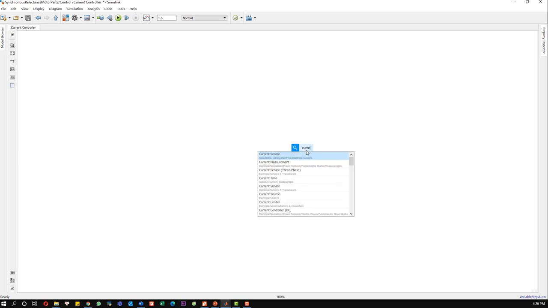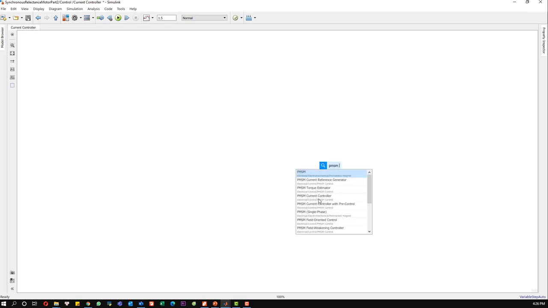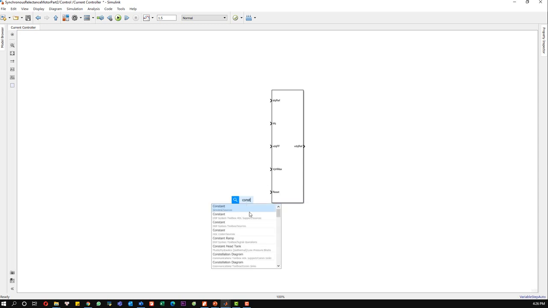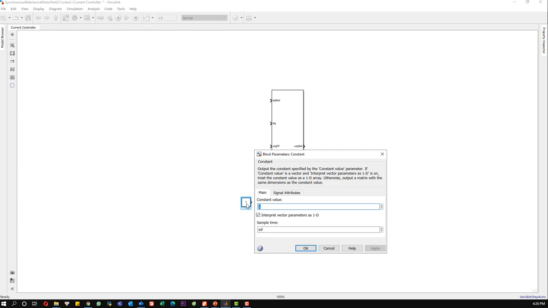You can check the PMSM current controller here for the synchronous reluctance machine. In this block we have the Id Iq reference, Id Iq measurement, Vd Vq reference, and the enable and reset block. For the reset block we have a constant that we put at 0 here.